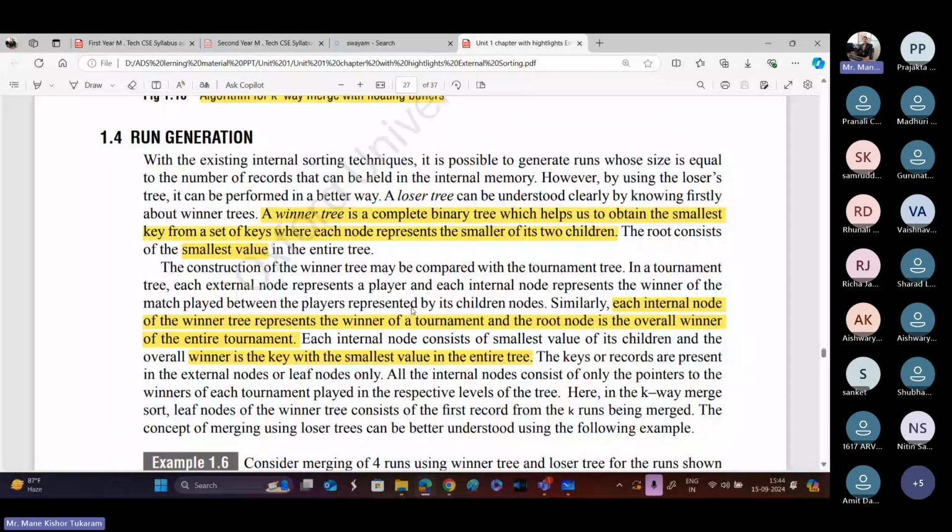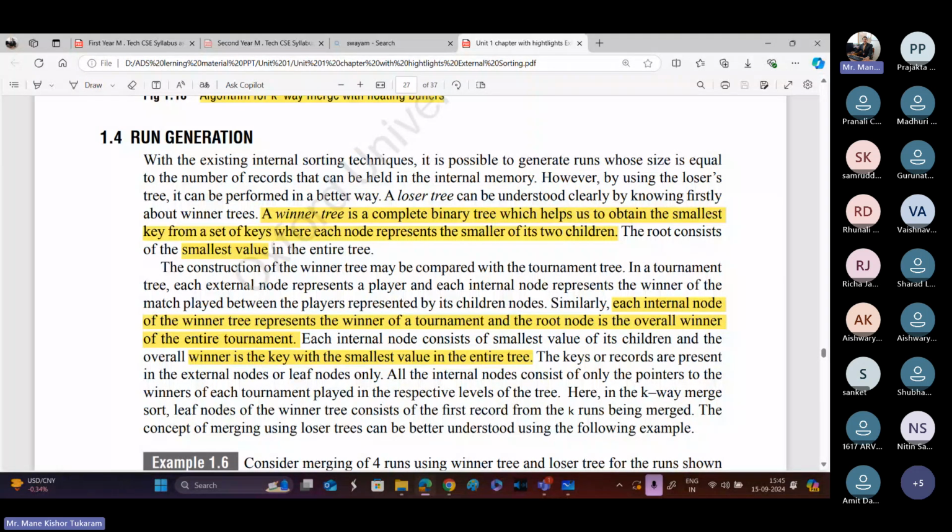Okay, so run generation means what? Based on the particular block record, we have to generate the particular runs. So these runs we can generate either by using the winner tree or the loser tree. Okay, so winner tree is a different concept, loser tree is a different concept. So winner tree means what? A winner tree is a complete binary tree which helps to obtain the smallest key from the set of keys, where each node represents the smaller of two children.